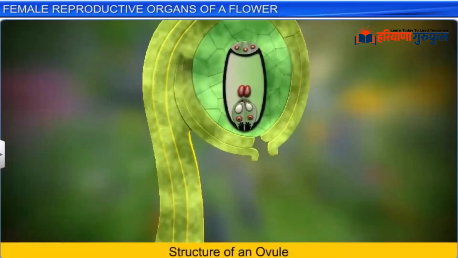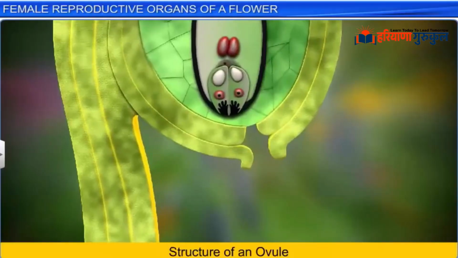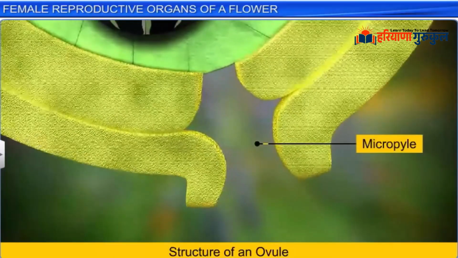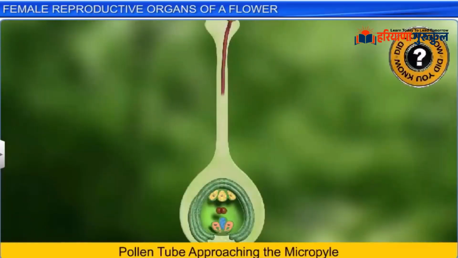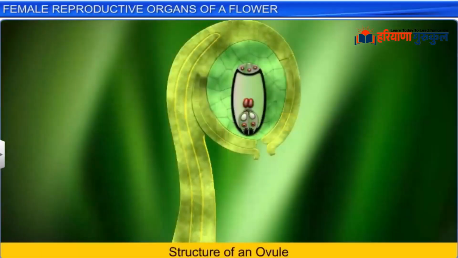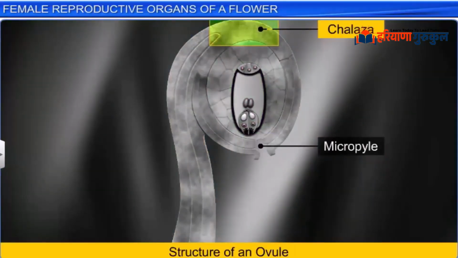The integuments cover the entire ovule except at the apex, where they form a narrow opening called the micropyle. Did you know that the micropylar end acts as an entry point for the pollen tube during the process of fertilization? While the micropyle forms one end of the ovule, the chalaza forms the basal part of the ovule.